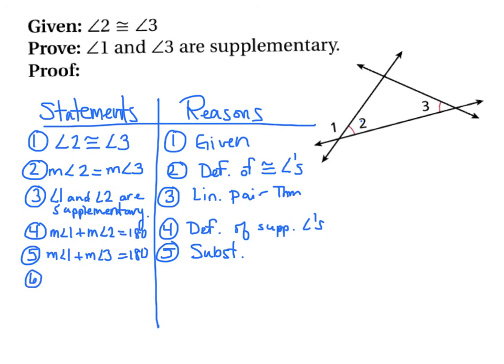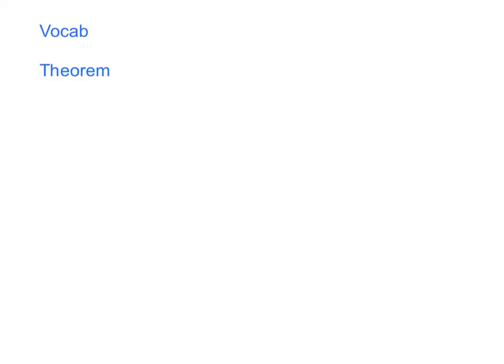So our final step, we just said that they're 180. We're going to work backwards. Look at what we just did. We said something supplementary, therefore it can be equal to 180. But now we said something is equal to 180, we can go backwards and say that angle 1 and angle 3 are supplementary. And why? Because by the definition of supplementary angles, the angles that add up to 180 are supplementary. The only vocab word we went over in this section is theorem.